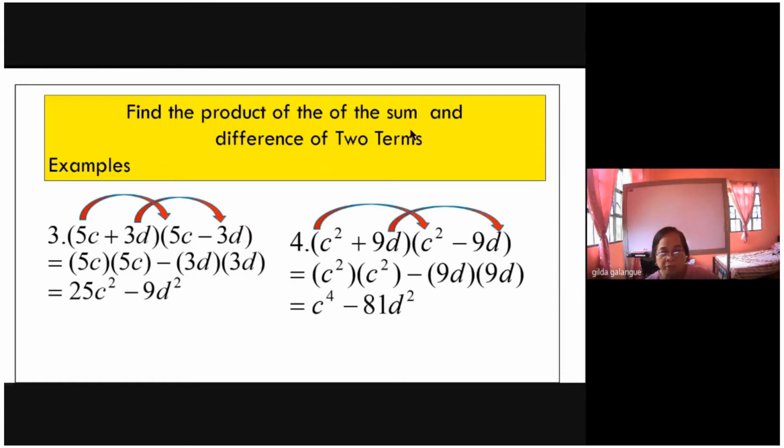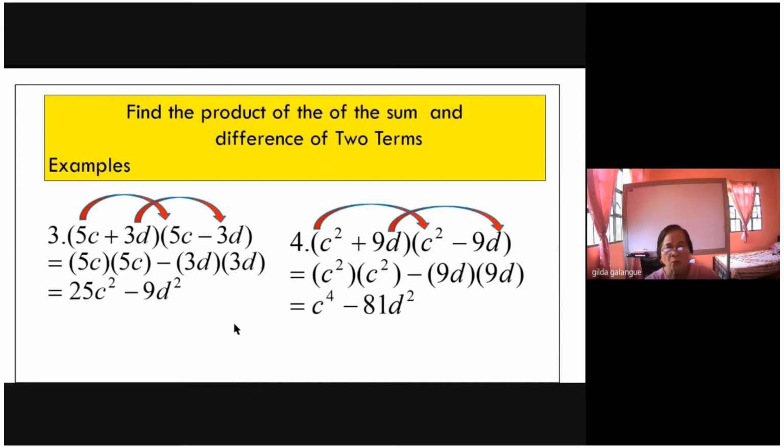We have another number. We have problem number 4. The quantity of c squared plus 9d times the quantity of c squared minus 9d. Again, we multiply the first term by the first term. C squared times c squared is c raised to the 4th. Then 9d times negative 9d is negative 81d squared. So our final answer is c raised to the 4th minus 81d squared.